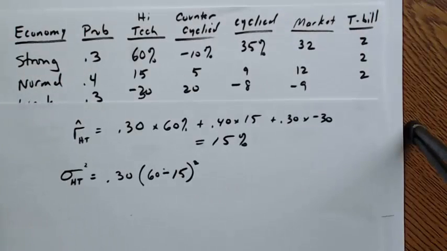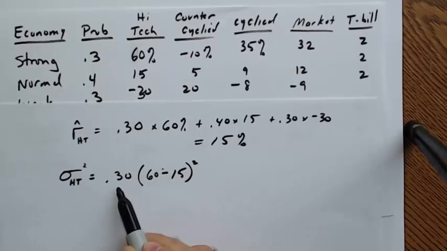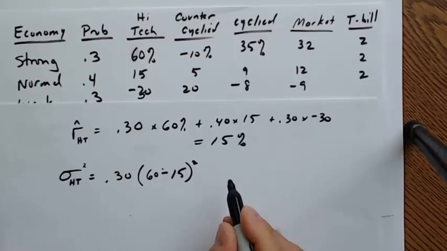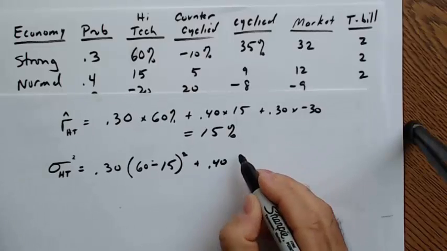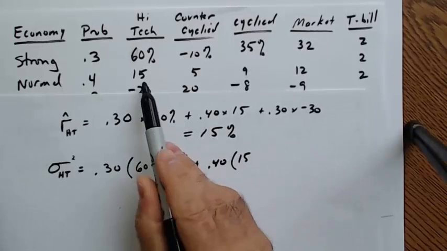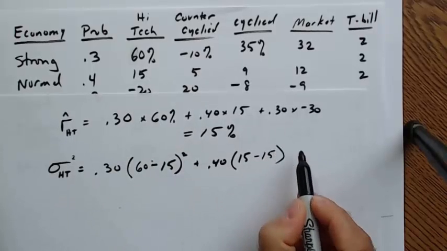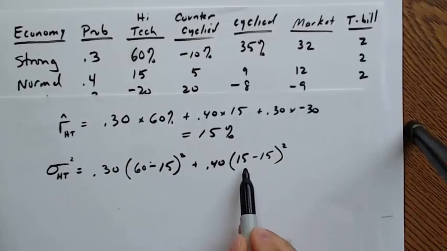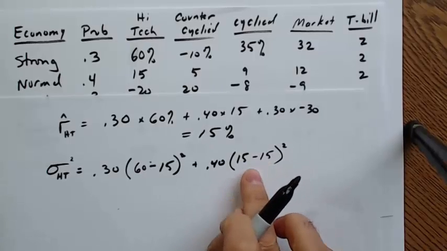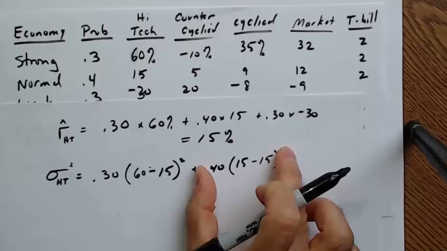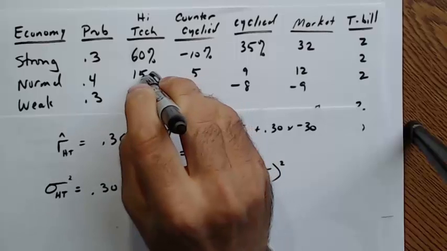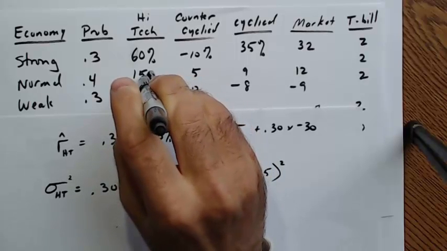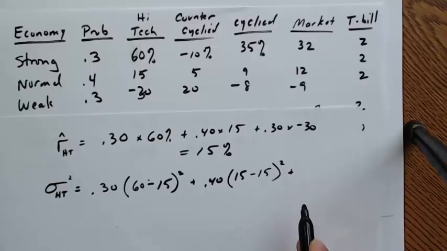So we're looking at a big deviation, squaring it, and then weighting it by the chance of a strong economy. We're going to add to that the 40% chance of a normal economy and a 15% return minus a 15%, squared. Now this adds up to 0 because the bracket nets out to 0, so this has no weight at all, because there's no risk. In the normal economy, what you expect is what you're going to get. So there's really no implication there.